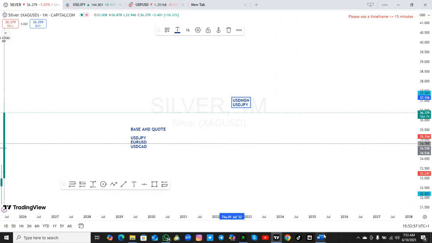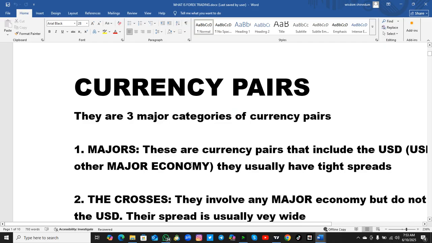Since we have understood the base and quote, now let's move into the three major categories of currency pairs. There's one which we call the major currency pairs.